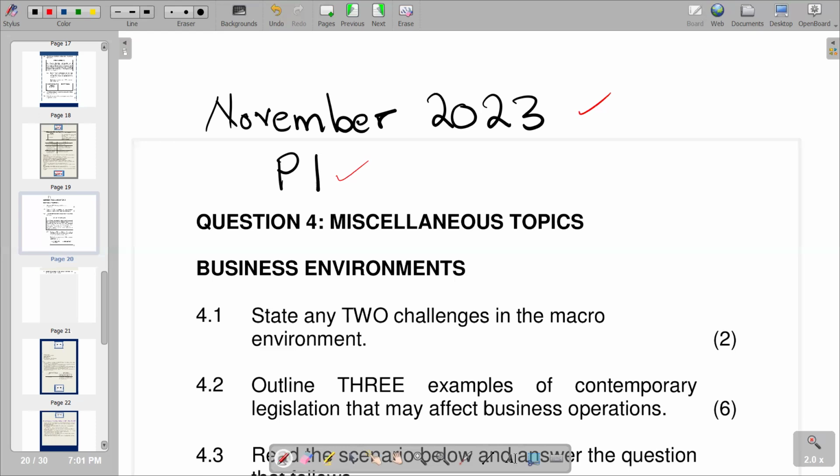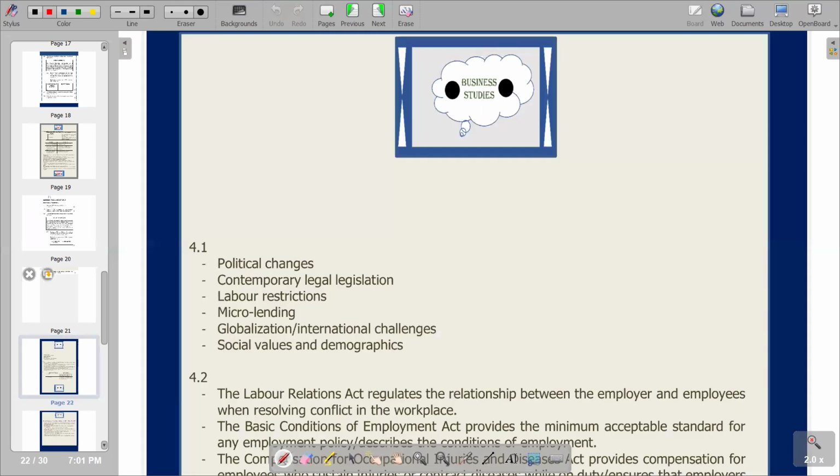If we go to another section, we see that we've got a list of those factors that affect the macro environment. We've got political changes being one of the factors. And then we've got contemporary legislation. That is, when legislation changes, it becomes a challenge to organizations or businesses. Then we go to labor restrictions, also micro lending, also globalization or international challenges. And then our social values and demographics also become one of them.